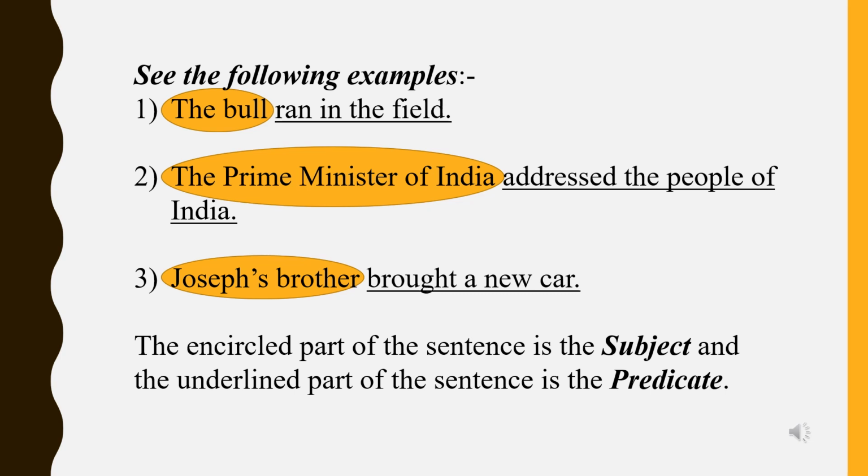In the third sentence, Joseph's brother is the subject. Now a question arises, why Joseph's brother? Why not Joseph? That's because the person whom we are talking about is Joseph's brother. Our subject would be incomplete without stating that the subject in the sentence is Joseph's brother, not Joseph. Brought a new car would be the predicate.